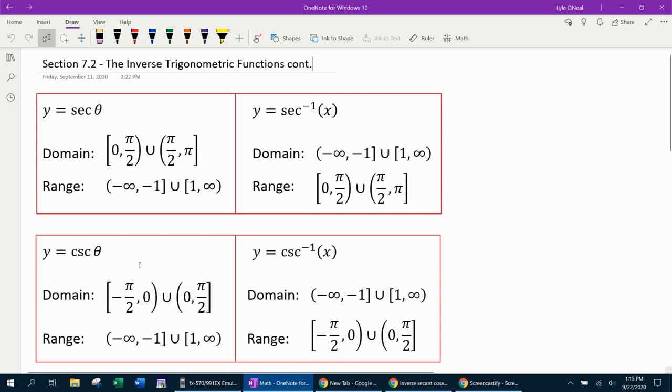And that's what we have for the domain here. Everything from negative pi over 2 up to 0, not included, and then picking up at 0 and going to pi over 2. Again, the domain of the cosecant is the range of the inverse cosecant, okay? And then the range of the original is the domain of the inverse.